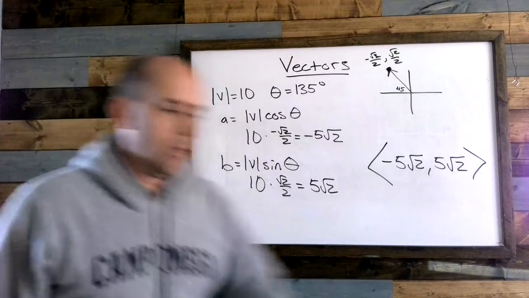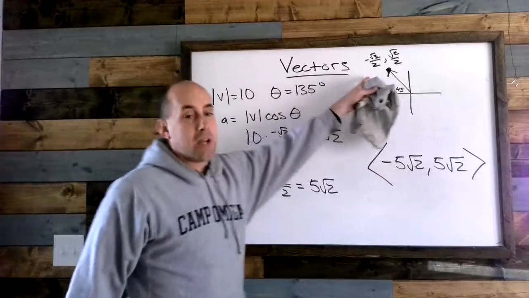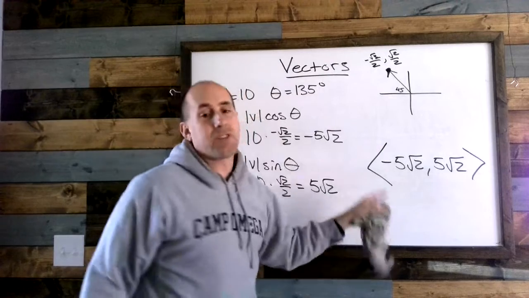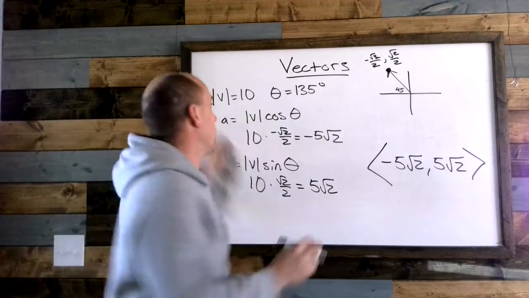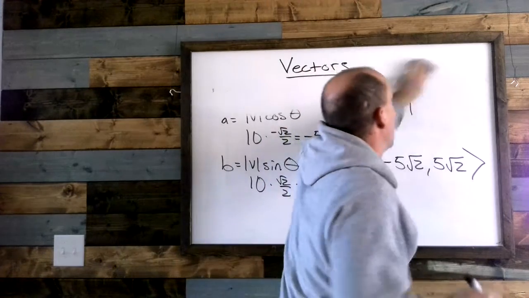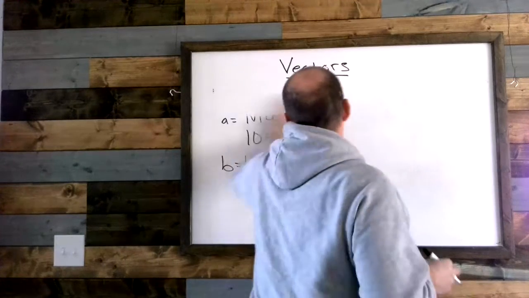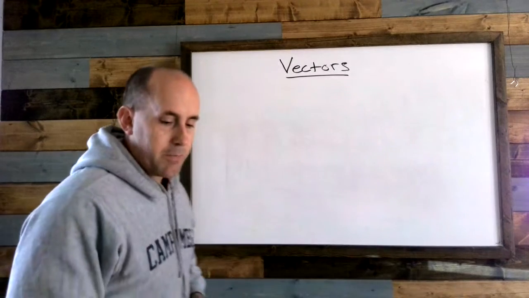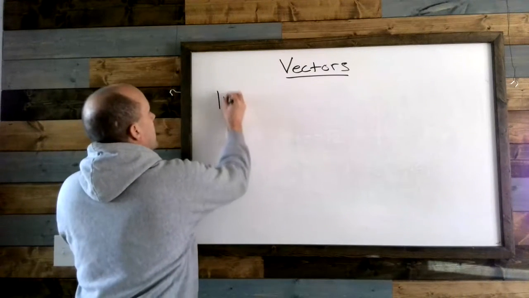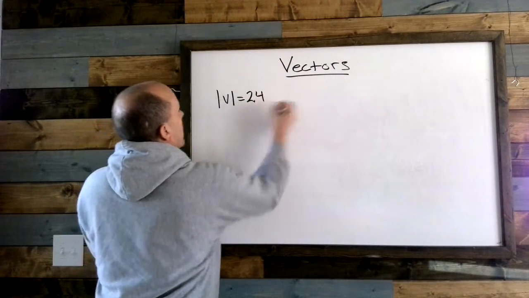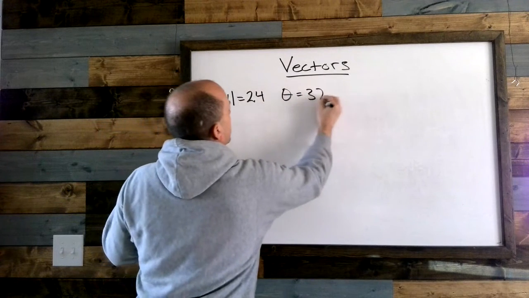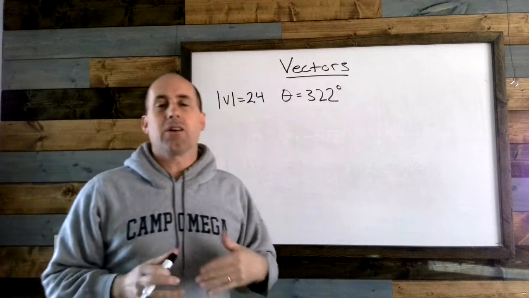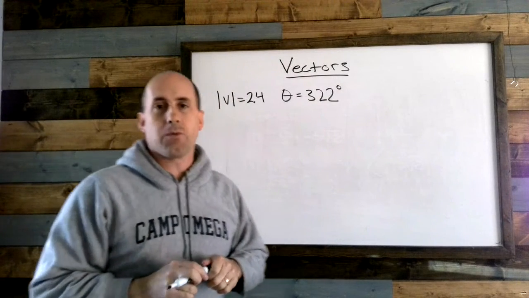That's example number 2. As you notice, our first two examples came out really nice because we had exact values for terminal points. In that case, you need to come up with the exact radical form, okay? No approximations. But what about this? Suppose you have a vector with a magnitude of 24 and theta is equal to 322 degrees. Well, 322 is not an angle that we have exact values for the terminal points for.